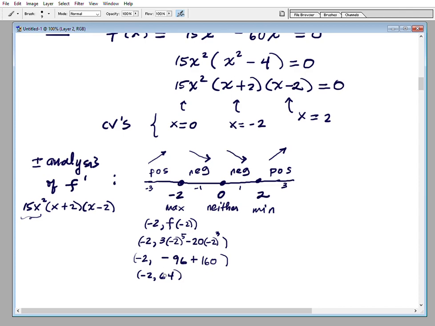Okay, so this is our high point on the graph. If we were to actually graph, it's useful to find the y-coordinate so we can plot the high point. And this one, if we substitute in 2, we get 3 times 2 to the 5th minus 20 times 2 cubed. That's just going to be the negative of the other one, so that's going to be 64. So this one's our max and this one's our min.